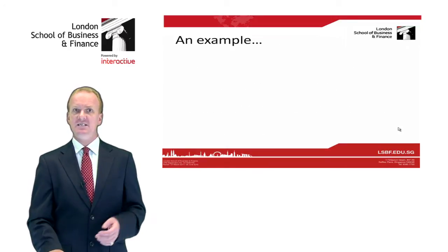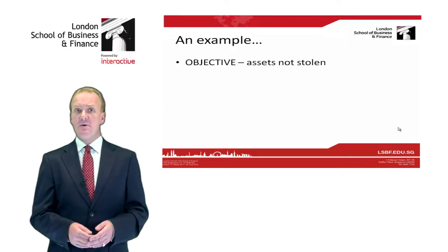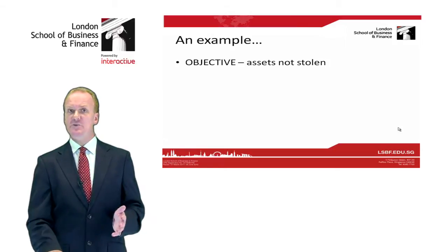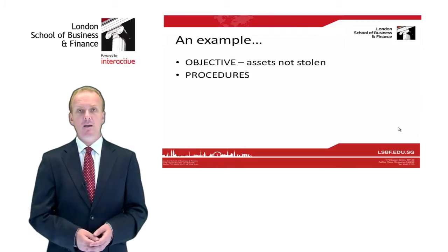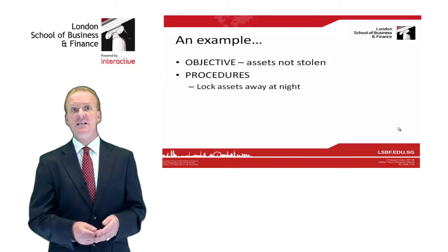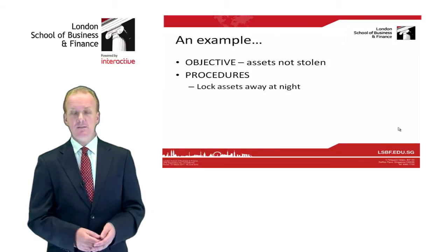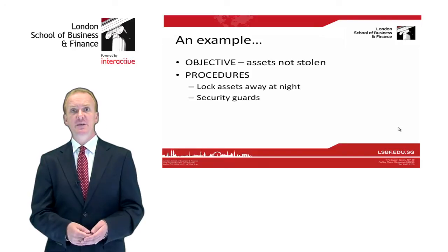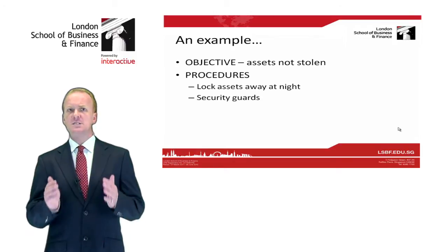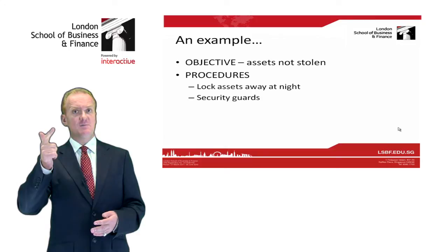Let's now take a look at an example. One objective, as we saw earlier, for a company is that its assets are not stolen. Let's now look at potential control procedures. Well, if you've got expensive assets, you should lock them away, especially at night when there's no one else in the building and the risk of theft is greater. A second simple control procedure would be to have security guards monitoring your building. So far, so good. Fairly obvious objective, fairly obvious procedures.